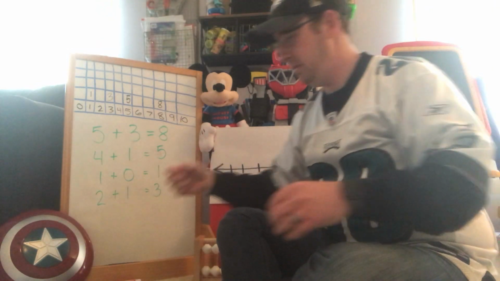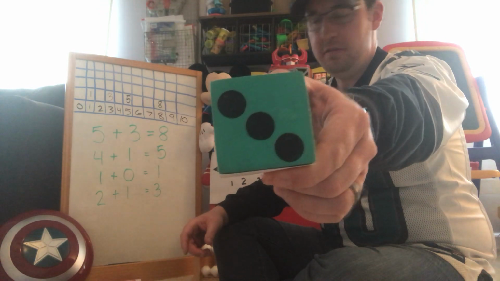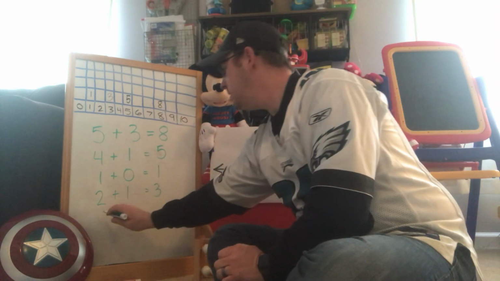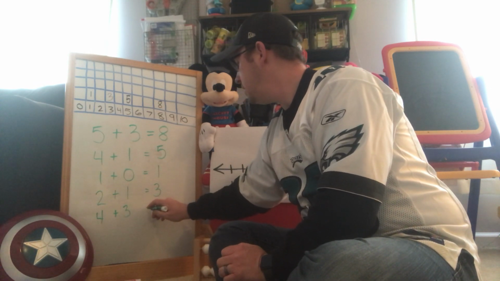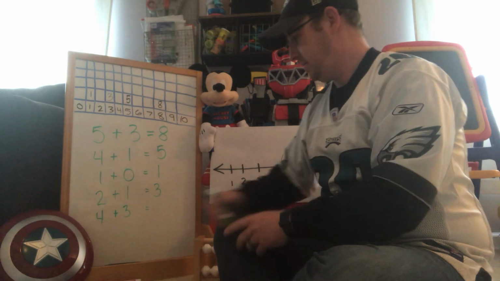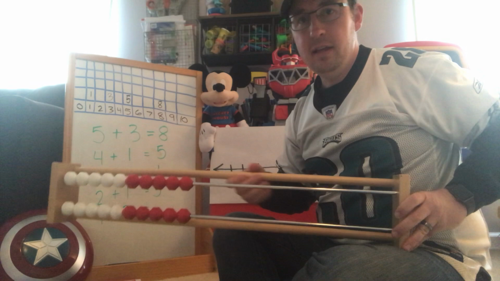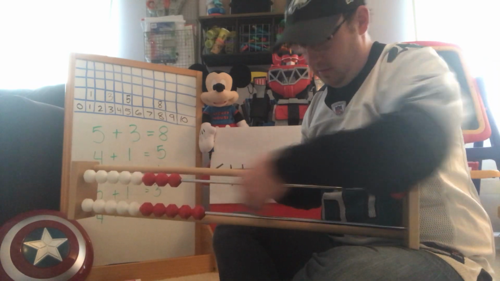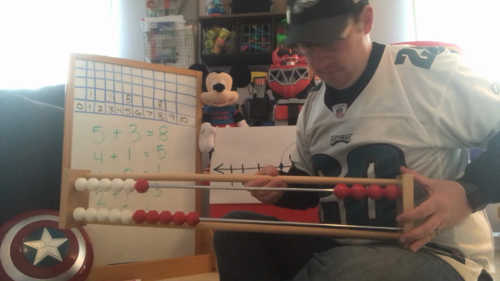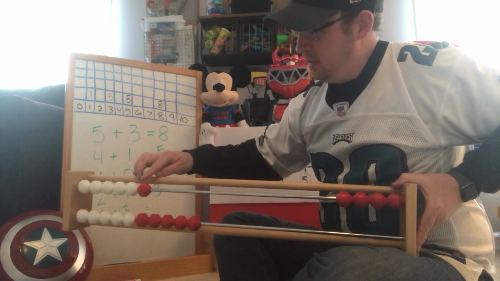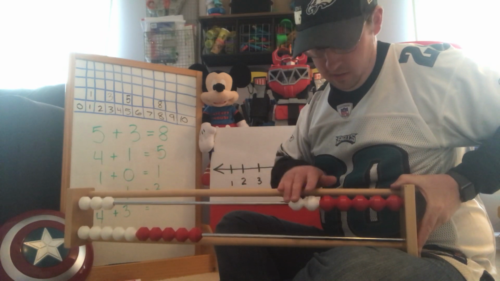Oh, not a good roll. There we go. I got a 4 and a 3. 4 plus 3, and my equal sign. Get my abacus again. All right, count with me. Go 1, 2, 3, 4. I'm going to add our 3. 2 and 3. We'll count and see how many we have all together.